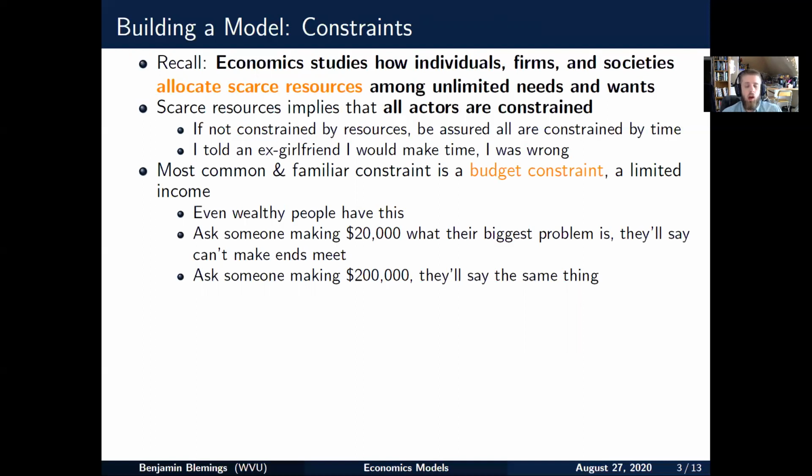The most common and familiar constraint that people know is a budget constraint, and we'll use it quite often throughout the course, both in the context of individuals and firms. A budget constraint just means that people have a limited income and firms have a limited budget with which to purchase inputs to produce things. So even wealthy people have this. I would argue even Jeff Bezos has a budget constraint. Ask someone making $20,000 what their biggest problem is. They'll say they can't make ends meet. Ask someone making $200,000, 10 times more. They'll say the same thing.